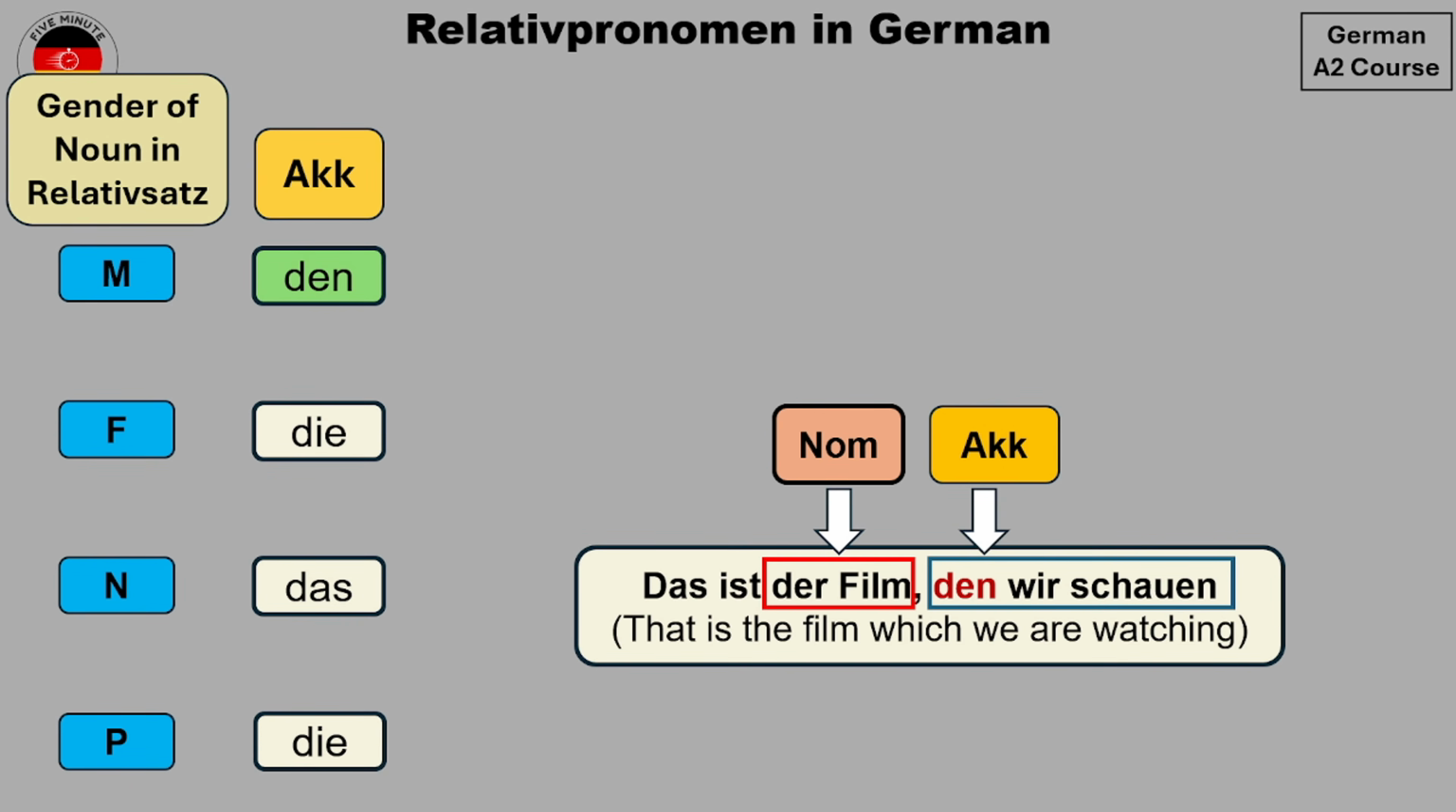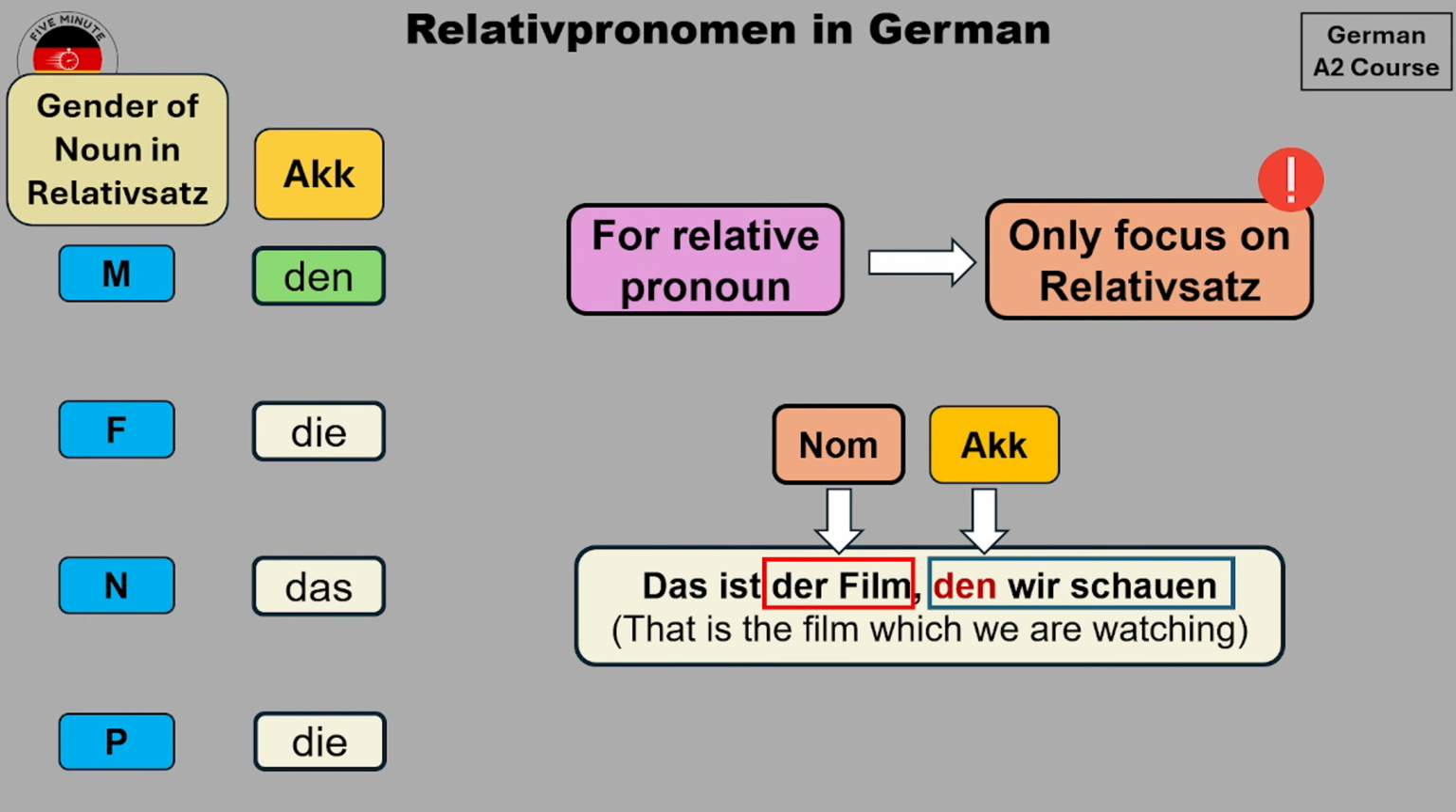And this is because in the Hauptsatz, film is the subject. So remember that for relative pronouns, only focus on the Relativsatz. If a thing is an object in the Relativsatz, then you will use the relative pronoun in Akkusativ. And if it is a subject, then you will use the relative pronoun in Nominativ.